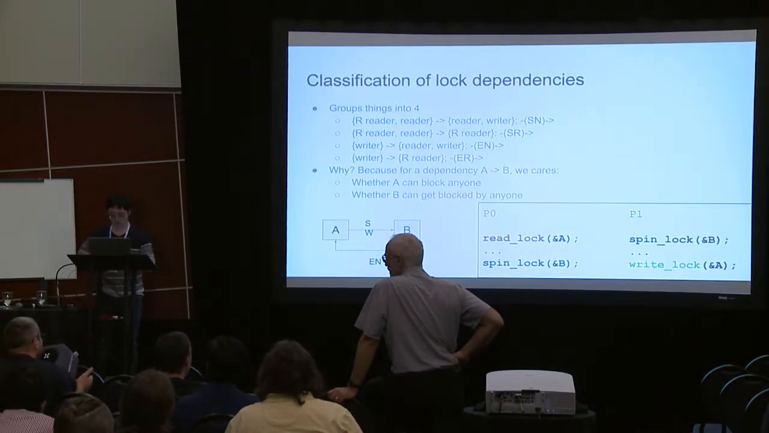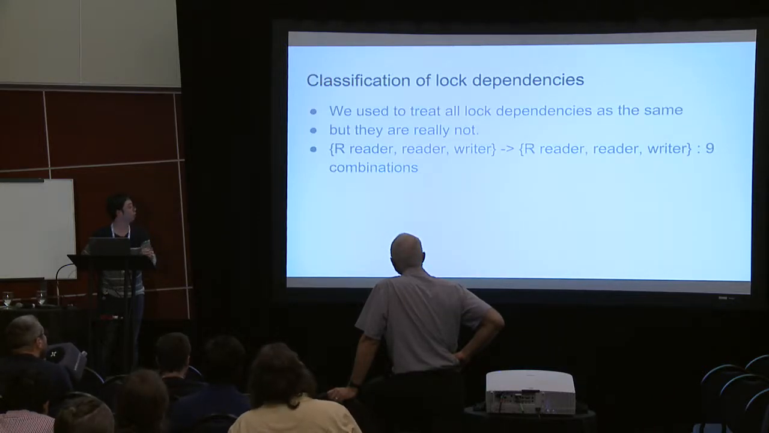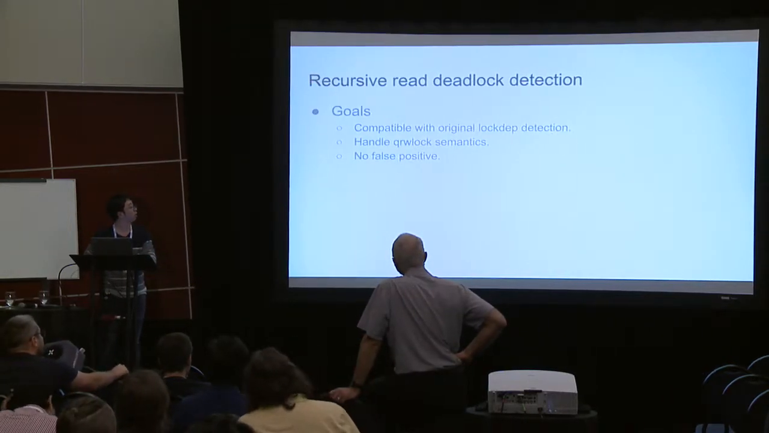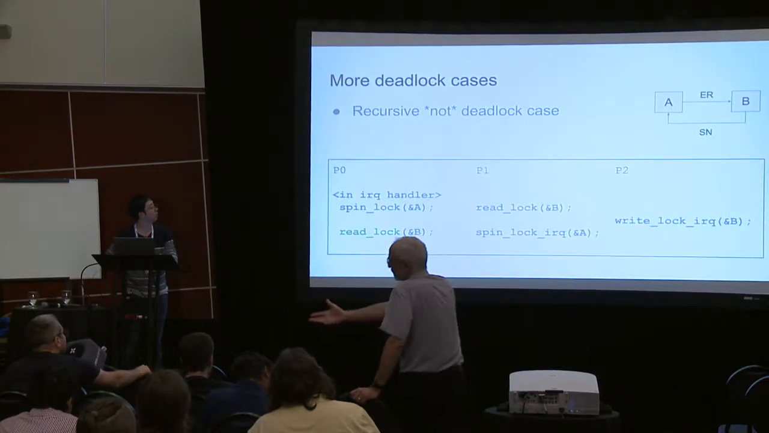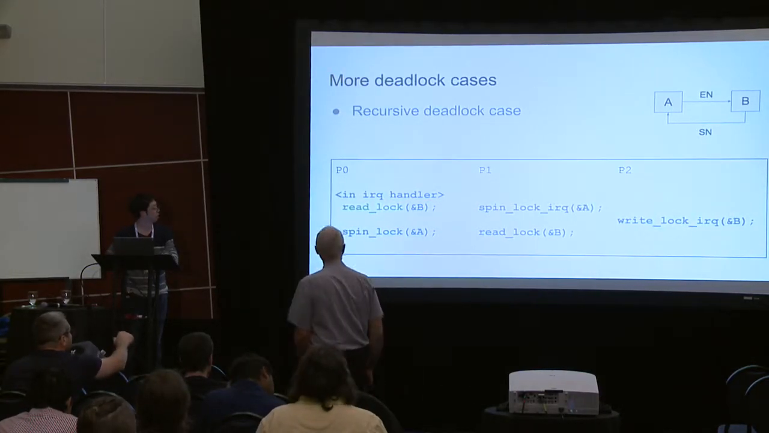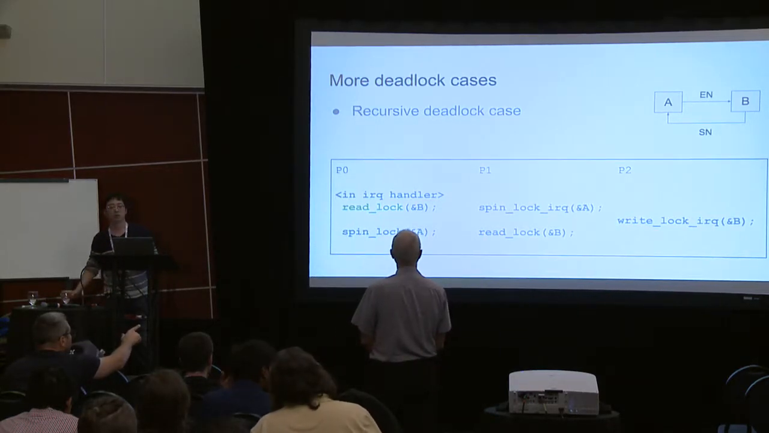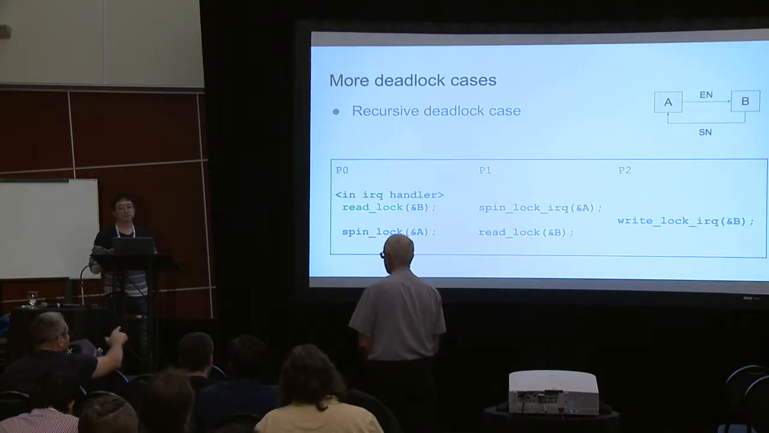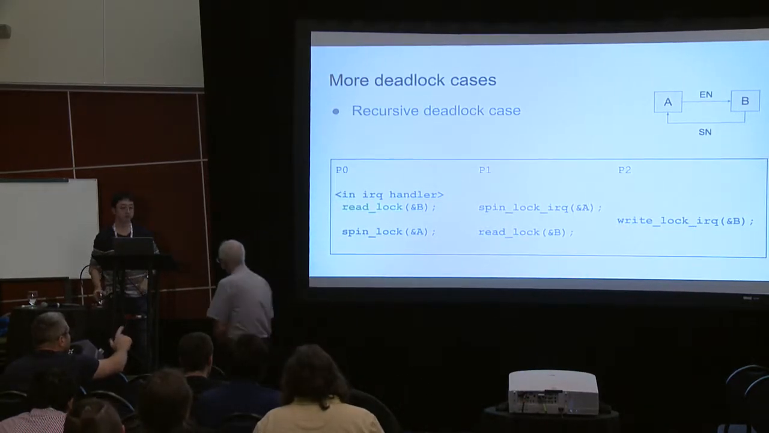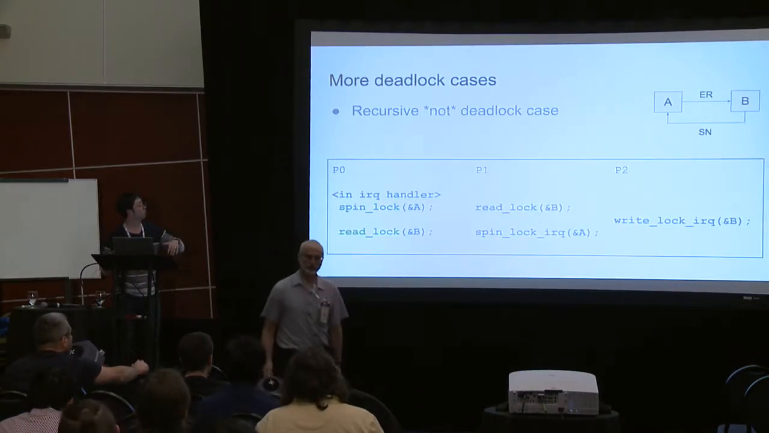Could you return a little bit? In the previous one. On the schematics. Sorry, what? Which one? Okay. Read lock B. Read lock B. Spin lock A. One more. Okay. This one?